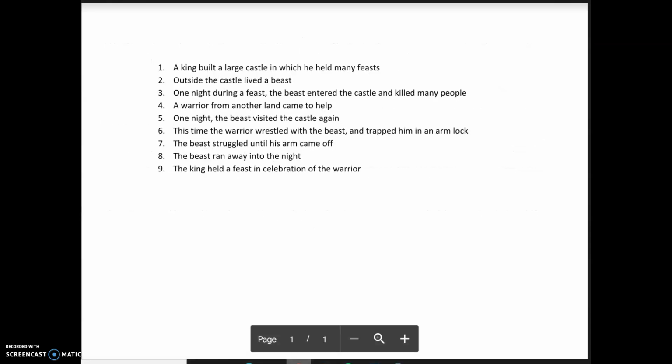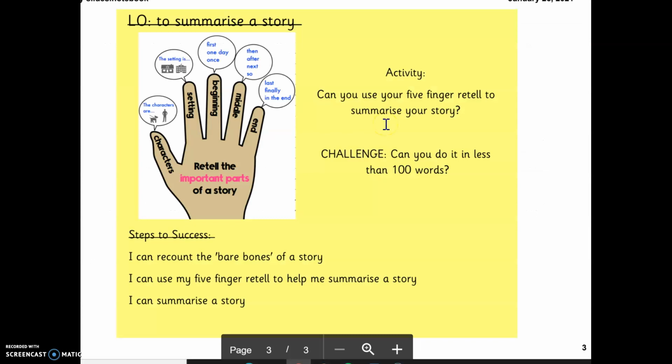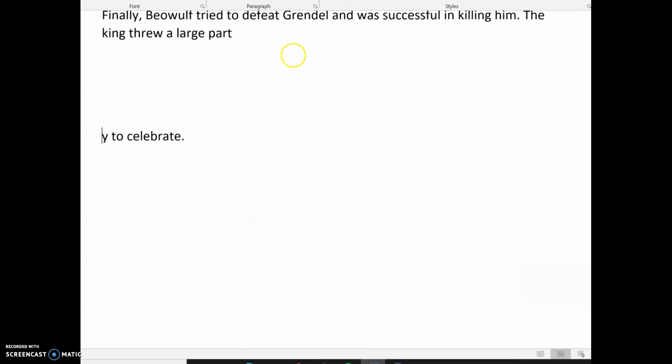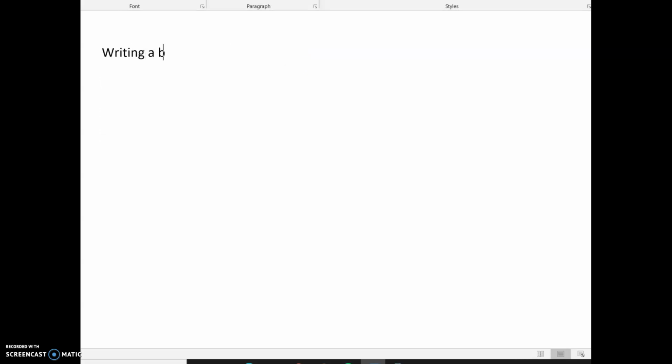So you can now go and have a go and see if you can use your 5-finger retell to summarise the story. Okay, and then challenge. The challenge is, can you do it in less than 100 words? In less than 100 words. Once you've done that, I want you to have a go at writing a blurb for the story. Okay, so remember, in fact, I'll write some notes up here to help you. So, writing a blurb.